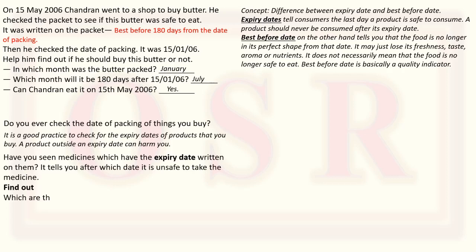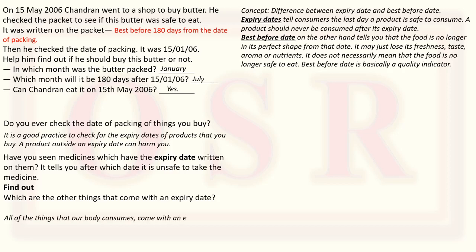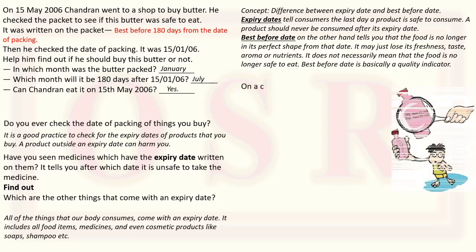Now find out which are the other things that come with an expiry date. Yes, guys? All of the things that our body consumes come with an expiry date. It includes all food items, medicines, and even cosmetic products like soaps, shampoos, etc.